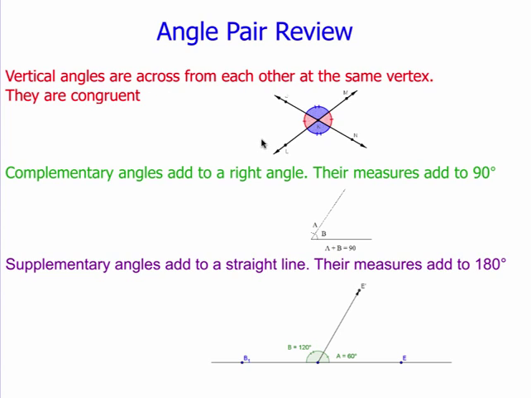And vertical angles are angles that share a vertex and are across from each other. So these two angles here in blue, they're vertical, and so are these red angles. And they're congruent, meaning that their angles have the exact same measure.